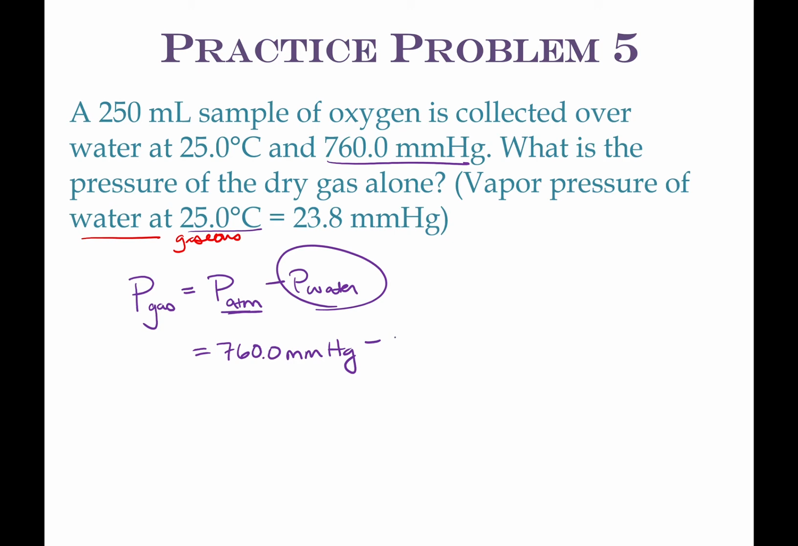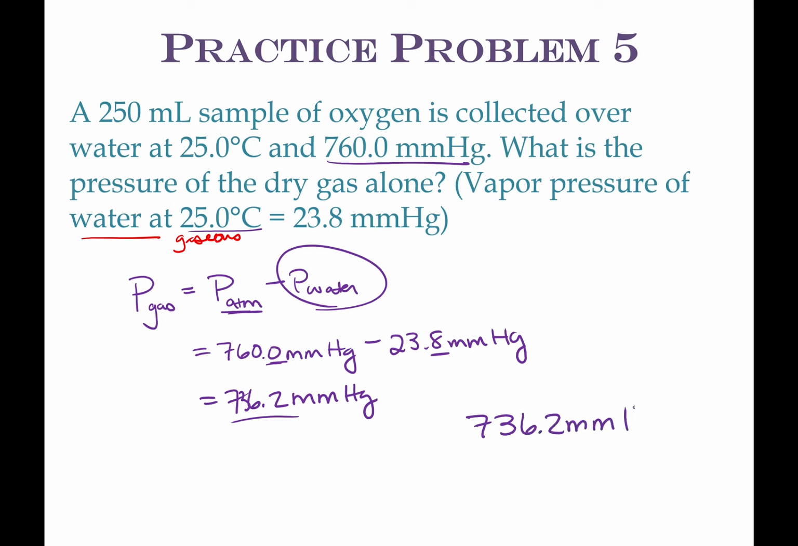So at 25 degrees Celsius, which is what this experiment was done under, 23.8 millimeters of mercury are going to come from just the water vapor. So then we do a subtraction problem and we get 736.2 millimeters of mercury. Actually, no, this is just a subtraction problem, so we just go by the number of decimal places. The number of decimal places is actually going to be 1. So 736.2 millimeters of mercury would be our final answer.